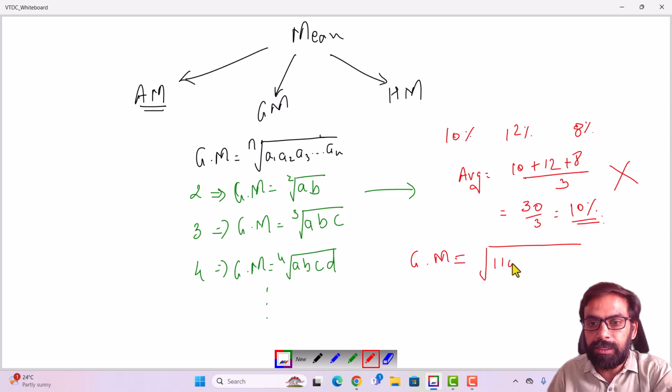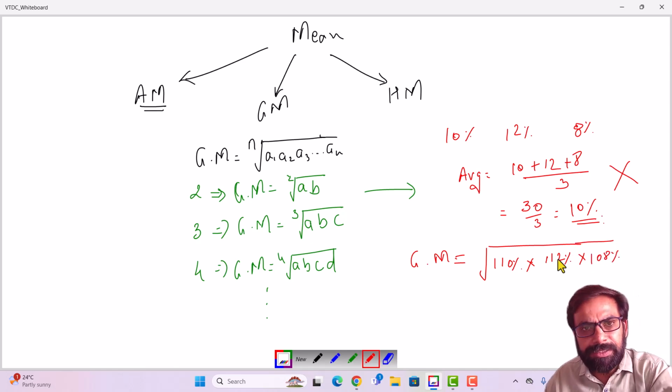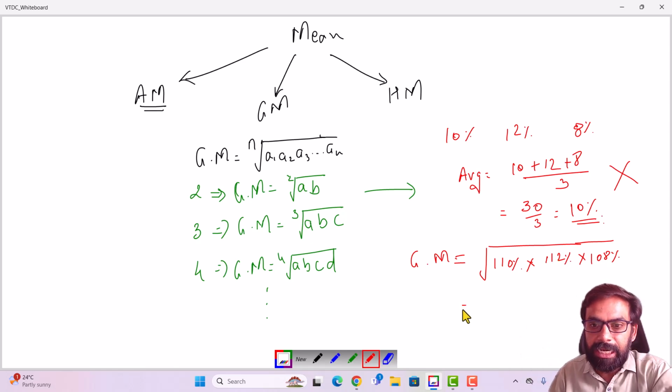The first year, my money became 110% of itself, because 100% was already there, it increased by 10%. Then it became 112%, and then it became 108%. So I can say that 110%, 112%, and 108% are the three factors which got multiplied over here. Now, if I just calculate the factors, I'll get 1.1 multiplied by 1.12 multiplied by 1.08. Let me just do the calculation over here.